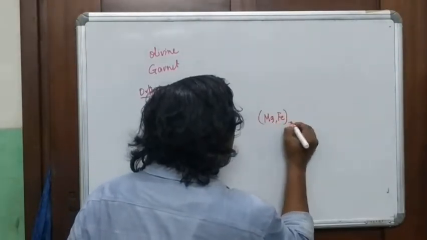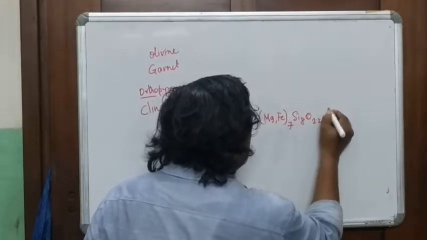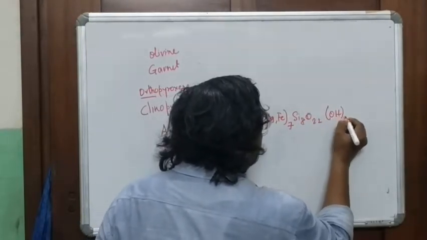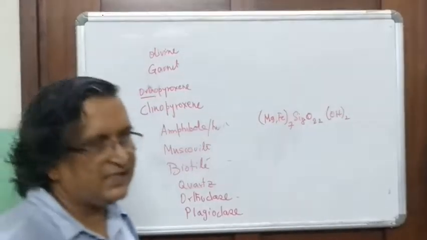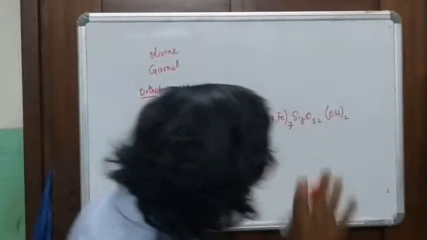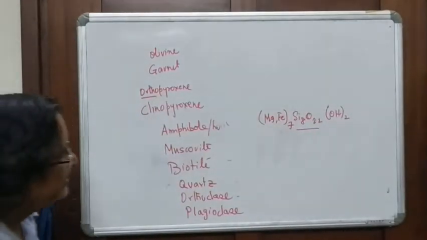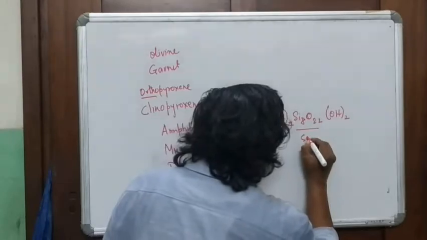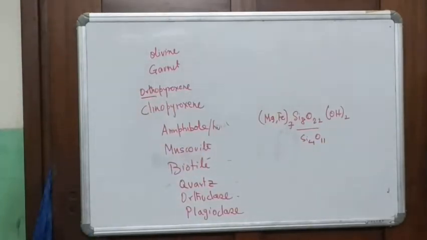Mg Fe7 Si8 O22 (OH) whole twice. This is the easiest amphibole to remember, the simplest amphibole. Here you can see Si8O22. That means Si4O11 is the silicon to oxygen ratio.